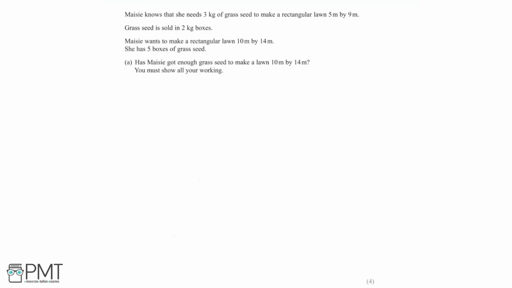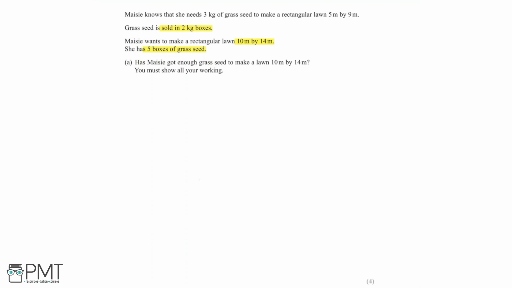In this question, we're told that Maisie knows that she needs 3 kilograms of grass seed to make a rectangular lawn 5 meters by 9 meters. We're told that grass seed is sold in 2 kilogram boxes. Maisie wants to make a rectangular lawn 10 meters by 14 meters, and she has 5 boxes of grass seed. In part A, we need to find out if Maisie has enough grass seed to make a lawn 10 meters by 14 meters.